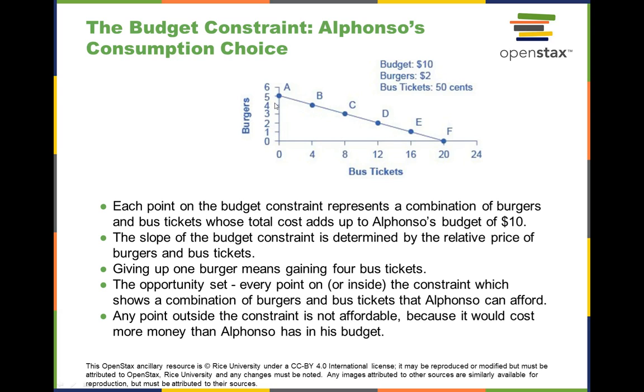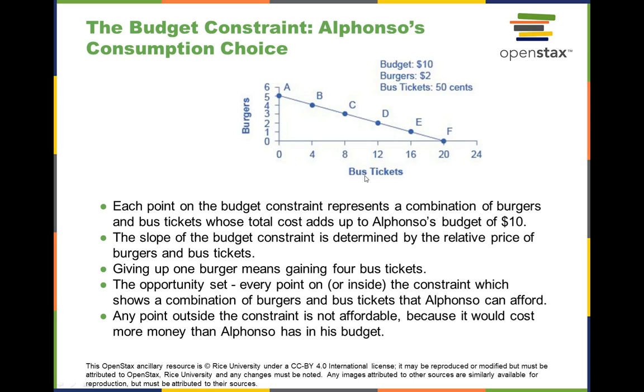Of course, if he does buy all burgers, then he won't have any money to do anything else. Bus tickets are 50 cents. So he can buy, for some odd reason, 20 bus tickets. And if he did that, he's not going to have any money to spend on burgers. Or he can spend a combination of them. So each point on the budget constraint represents a combination of burgers and bus tickets whose total cost adds up to Alfonso's budget of $10.